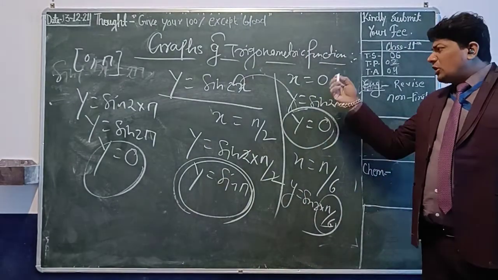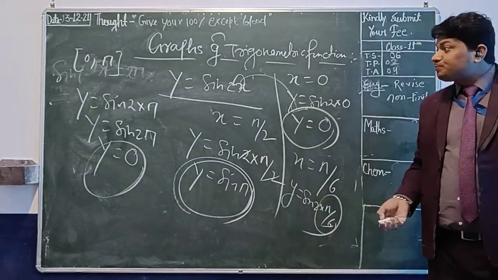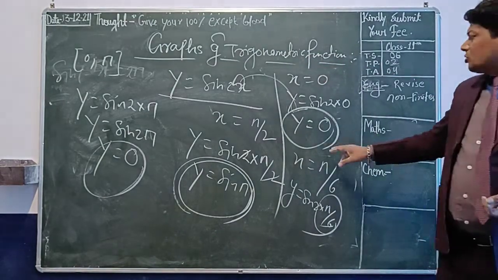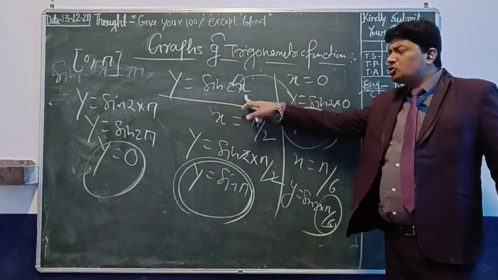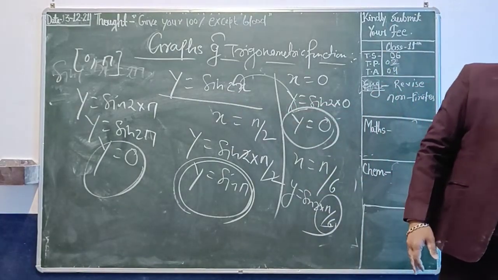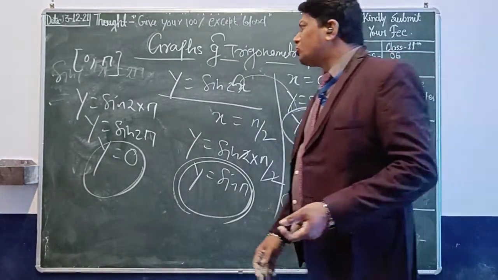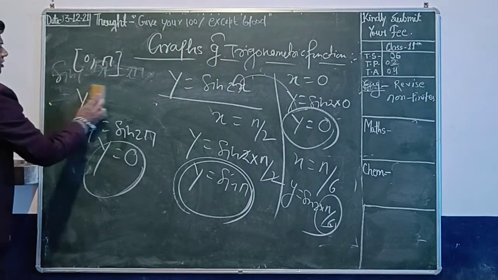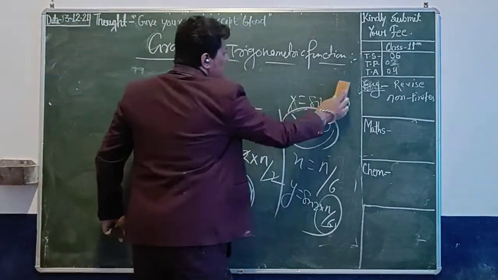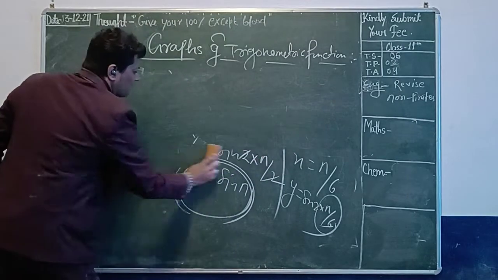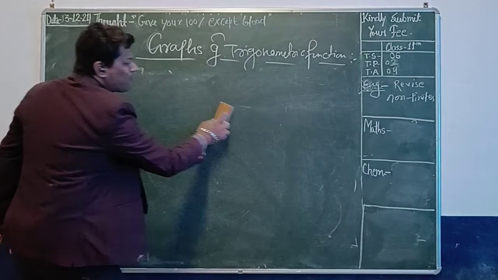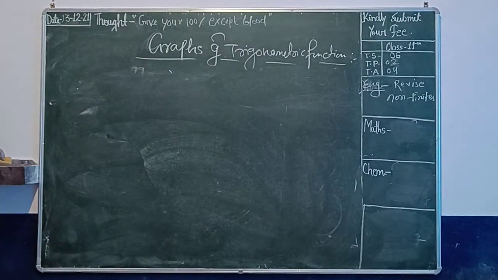Now what we can do about this is take y equal to sin 2x. Is it clear? Now we have to draw the curve. First of all, we need to draw the table. For y equal to sin 2x, the period will be pi. Why will the period be pi? As I told. Is it clear?